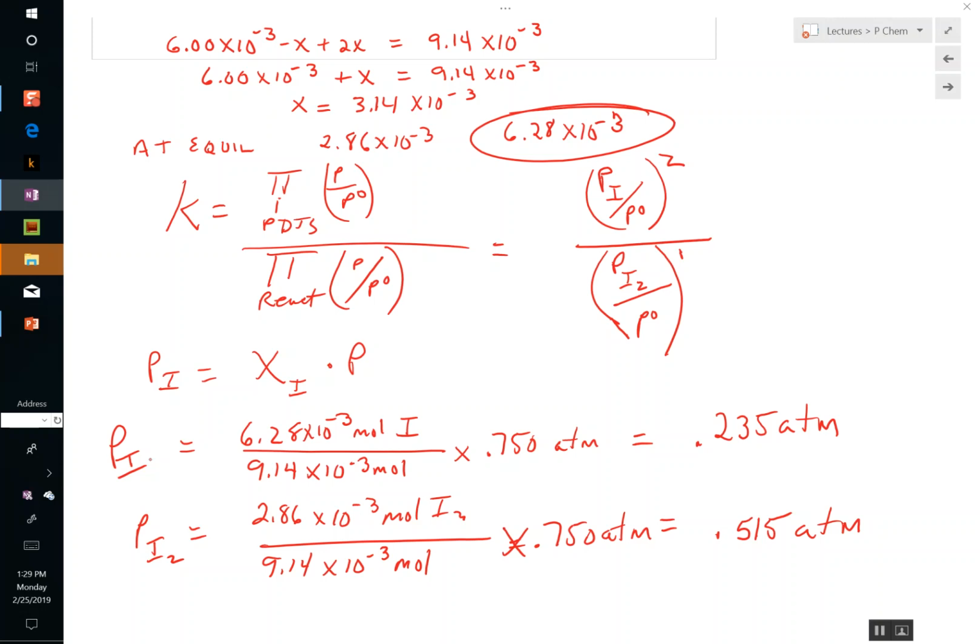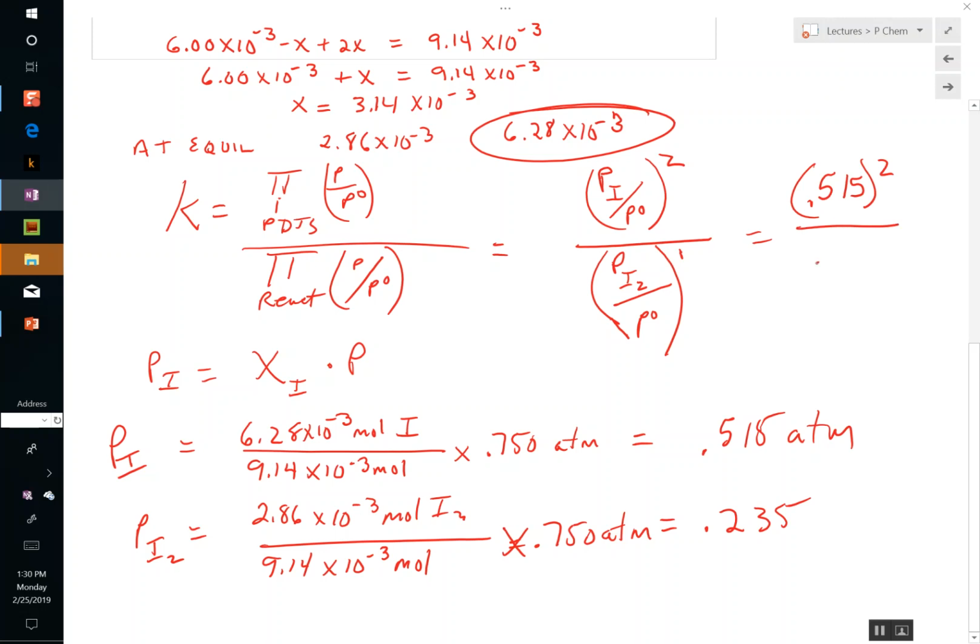So wait a minute. So that number's going to go in there? I think your answers are flipped. For PI, I got 0.515, and for PI2, I got 0.235. Okay, I do have them flipped. Sorry. No, that's fine. So if P naught is 1, we basically have 0.515 squared over 0.235 to the first power, right? And that's going to be K.